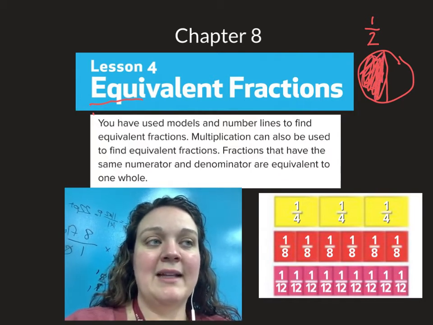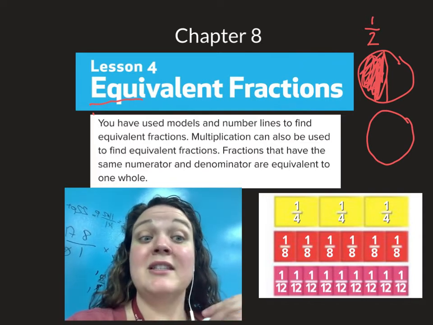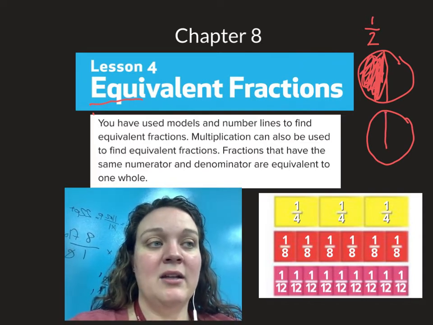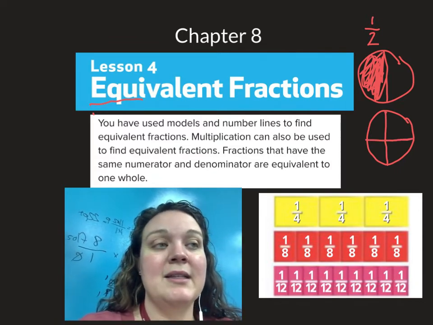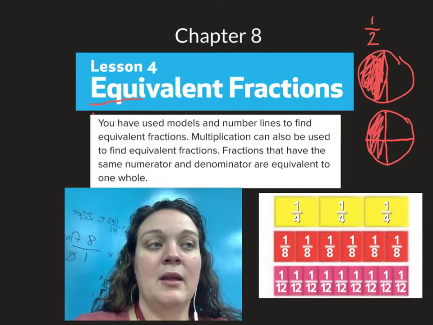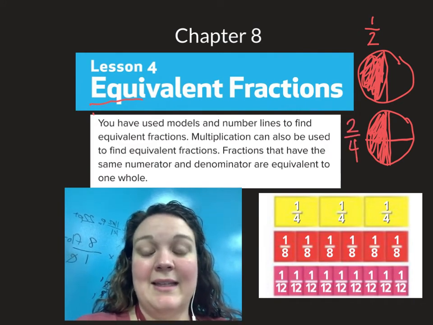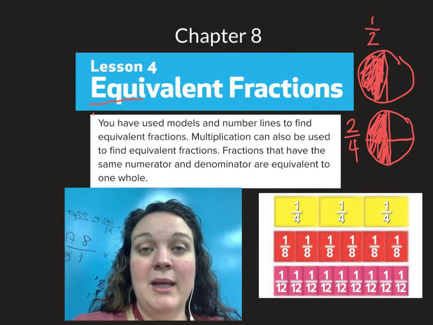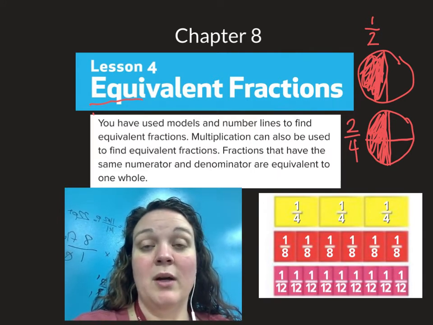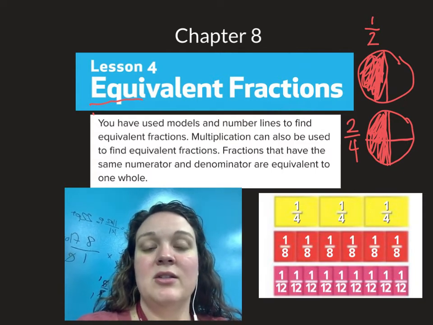Well, what if I took that same pizza, I'm not very good at drawing exactly the same, pretend it's the exact same pizza, and I cut it into 4 slices, 4 equal slices, and I eat 2 of them. Do you notice anything? 2 out of 4 is the exact same thing as 1 out of 2, because instead of eating 1 big piece, I ate 2 smaller pieces, but they were worth half of the pizza. So those are called equivalent fractions, 1/2 and 2/4.